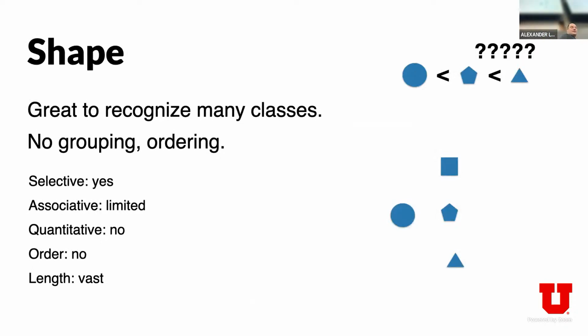So the next variable here is shape. Shape is great to recognize many classes, but it doesn't do anything like grouping or ordering, right? So we can't say a circle is smaller than a pentagon, or a pentagon is smaller than a triangle, right? They are selective. Their associativeness is limited. They're not quantitative. They don't have an order. But one thing they have is huge length, right?